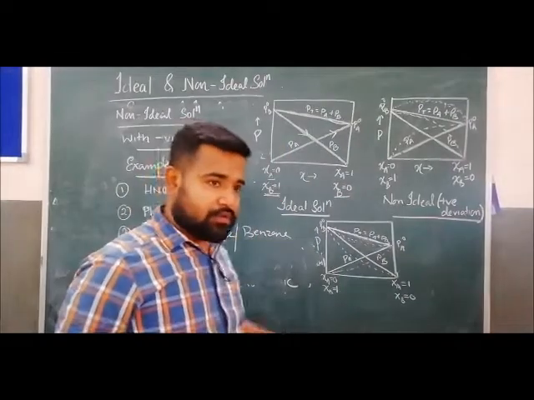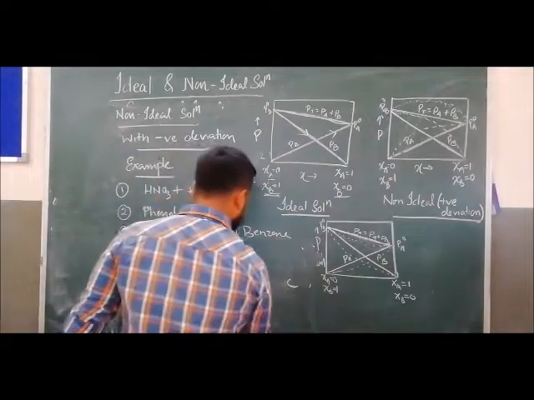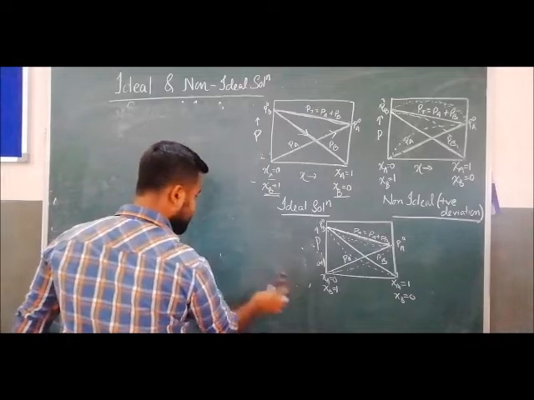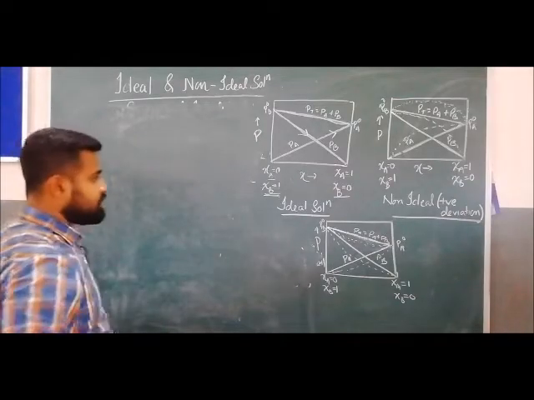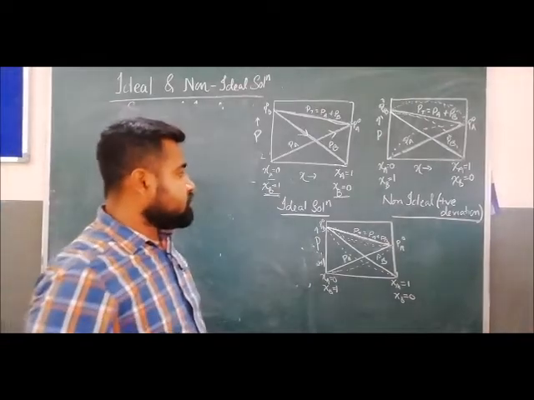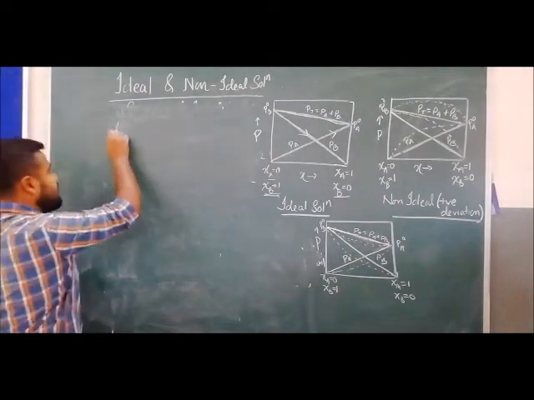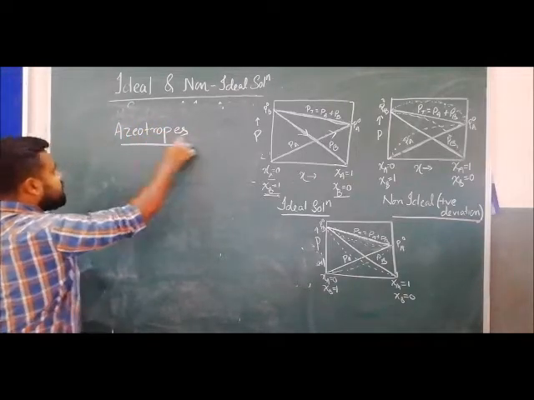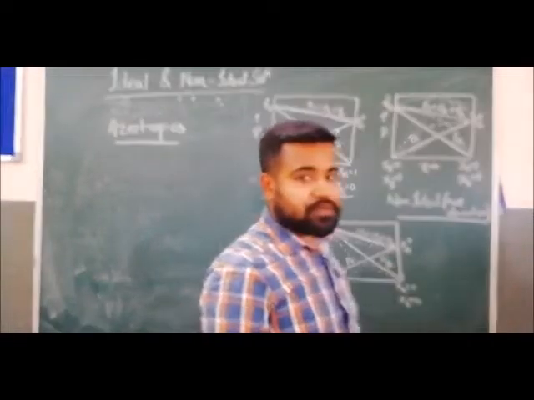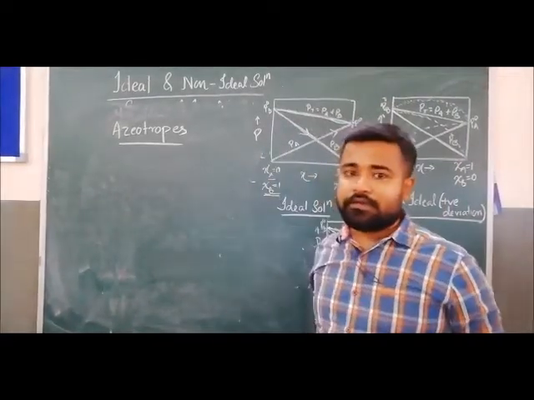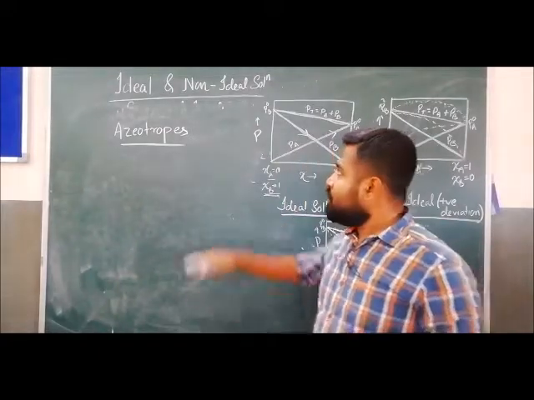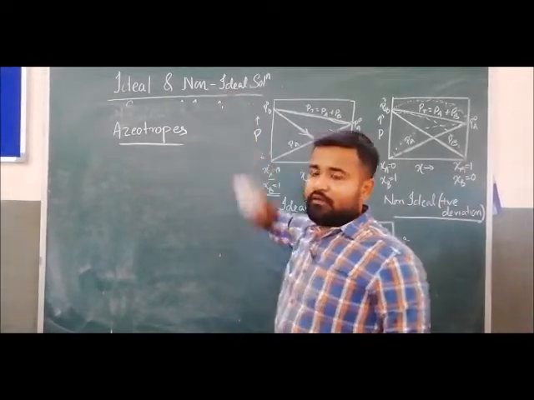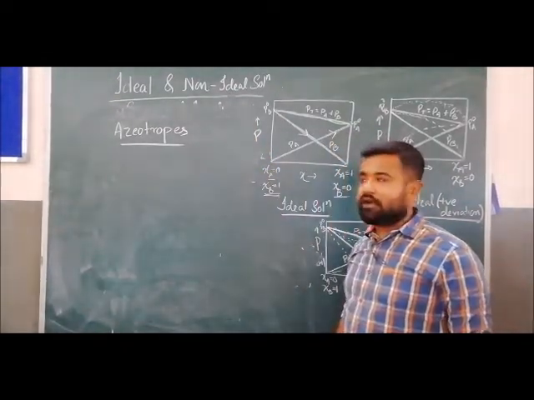So this is all about the ideal and non-ideal solution. Another important concept comes under ideal and non-ideal solution. Start with azeotropes. What do you mean by azeotropes? It is a special case of ideal and non-ideal solution, especially in the case of non-ideal solution. Not in the case of ideal. Azeotropes come under non-ideal solution.